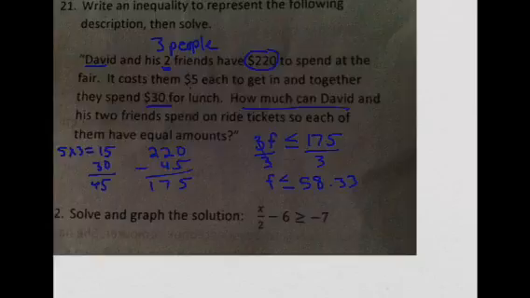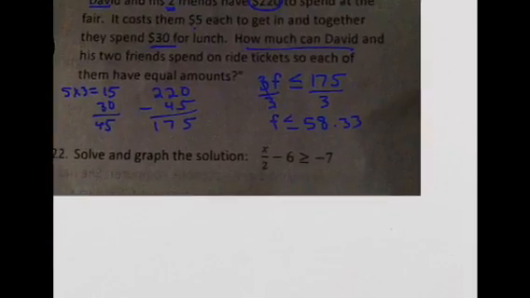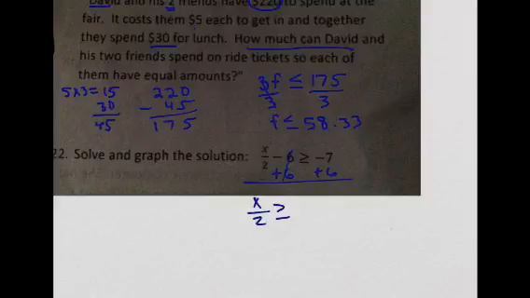Okay, number 22. Solve and graph the solution x divided by 2 minus 6 plus 7 is greater than or equal to negative 7. So we're going to add 6 to both sides. So I have x divided by 2 greater than or equal to negative 7 plus 6, is negative 1. I'm going to multiply. Since it's divided by 2, I'm going to multiply by 2. So x is greater than or equal to negative 2.